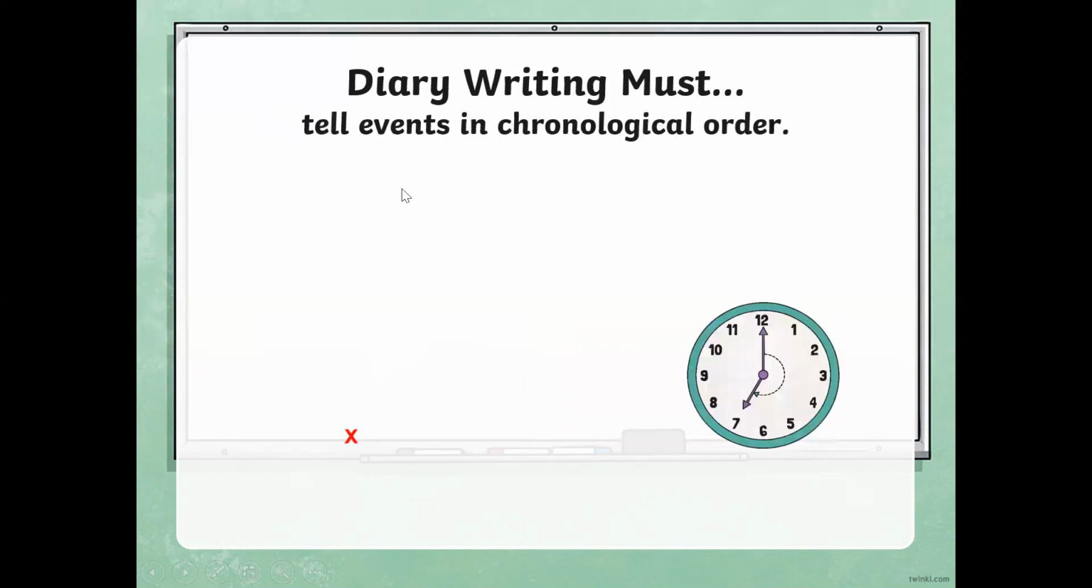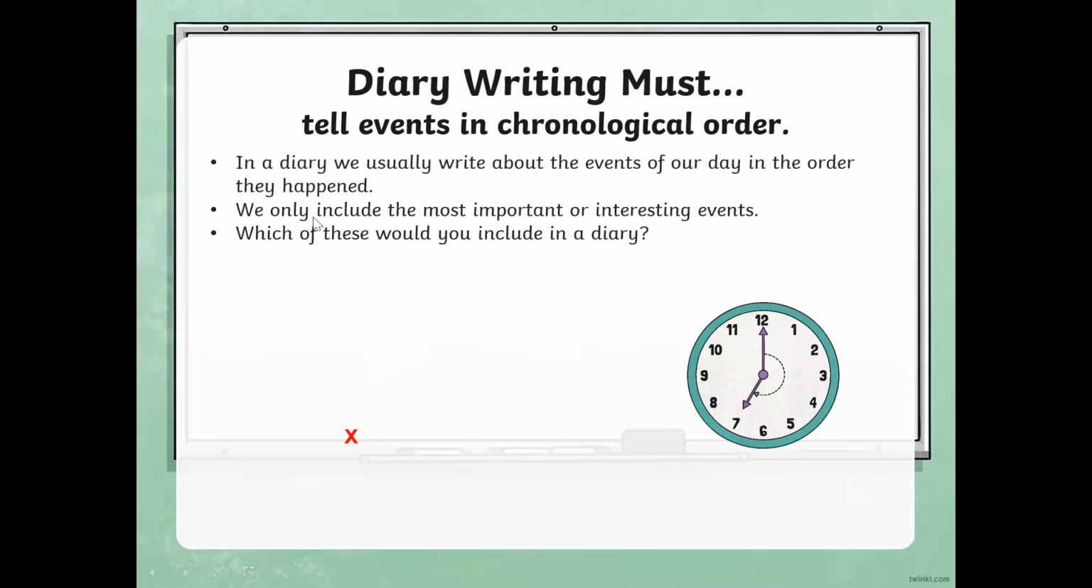In a diary, events should be written in chronological order. Chronological means the order that they happen in. So when you're writing this diary entry, you wouldn't start at the end of the day, unless it was for effect. You would really start from the beginning of the day and go through the events in order.